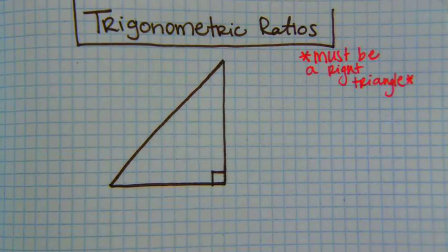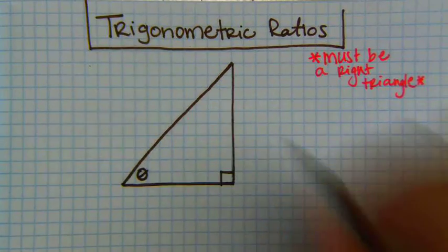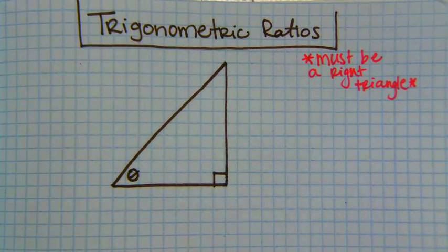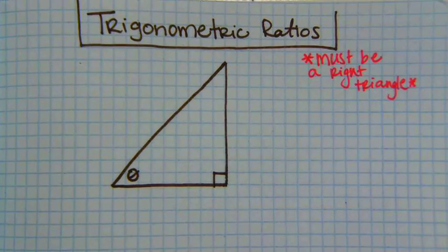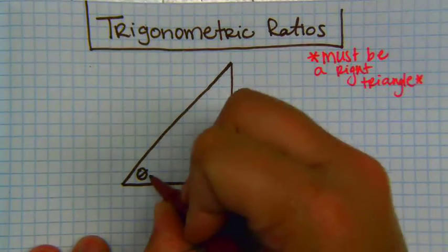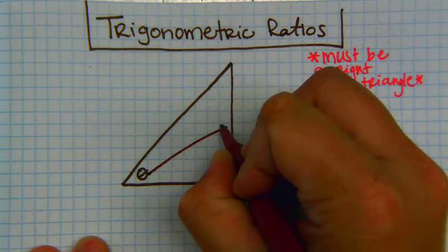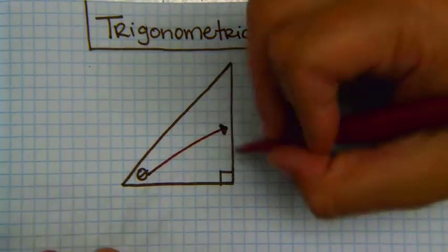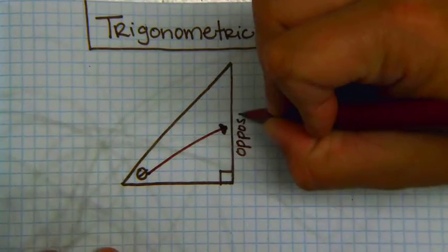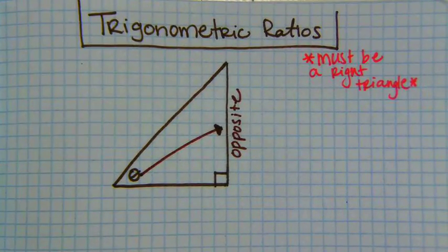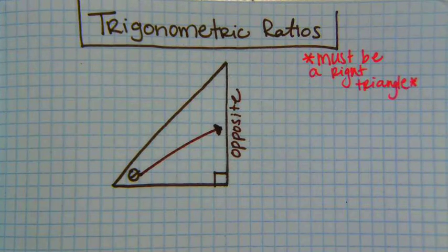Okay, you can't use trig unless you have a right triangle. And then I'm going to put theta down here, and theta is just to represent an angle. Now, when you're given an angle, the easiest side to see is the side opposite, because I can draw an arrow like that, and that's opposite. And labeling those sides is going to be really important. So that's opposite the angle.